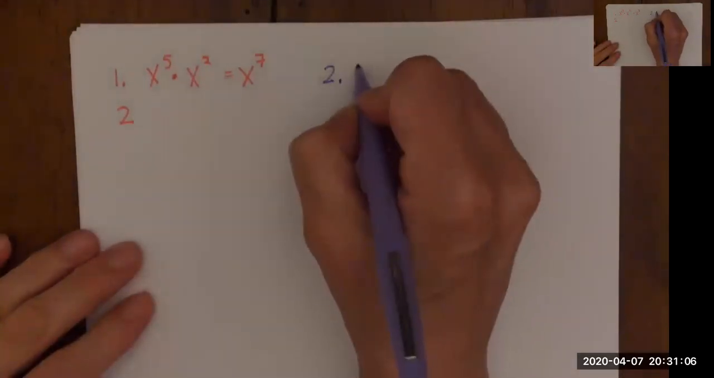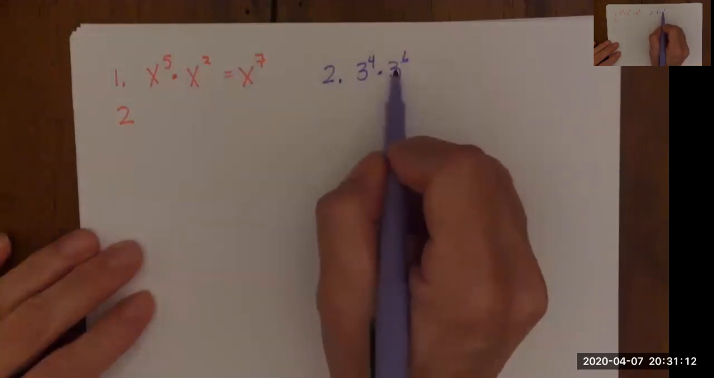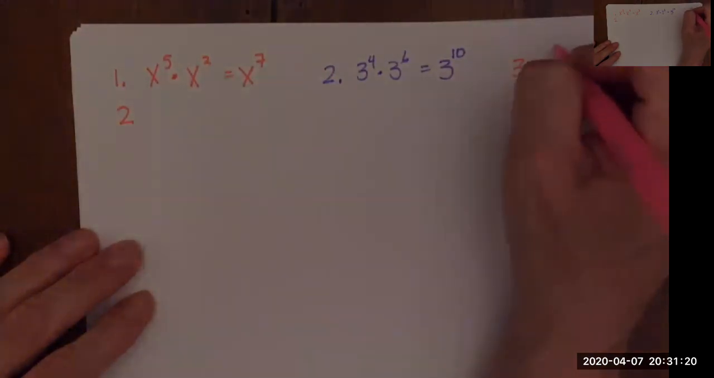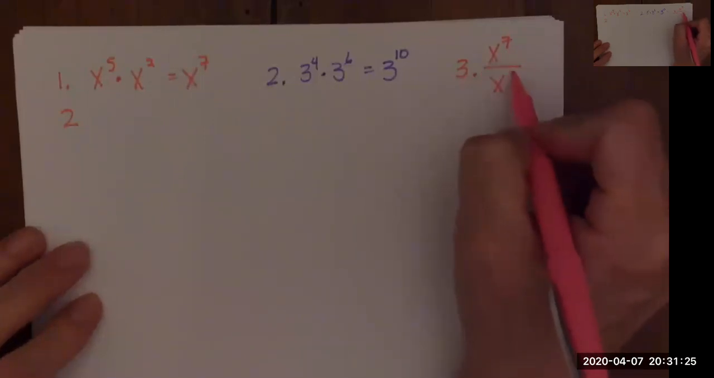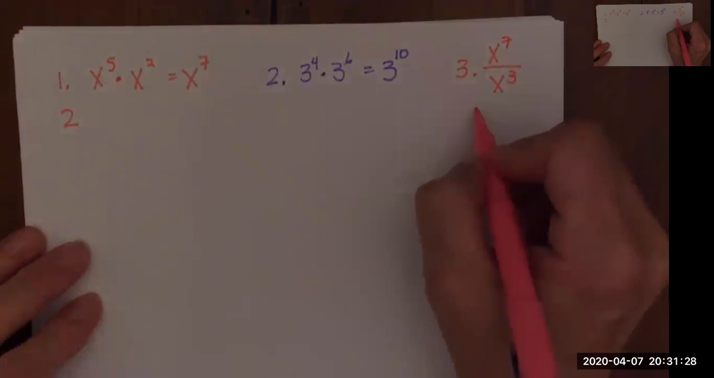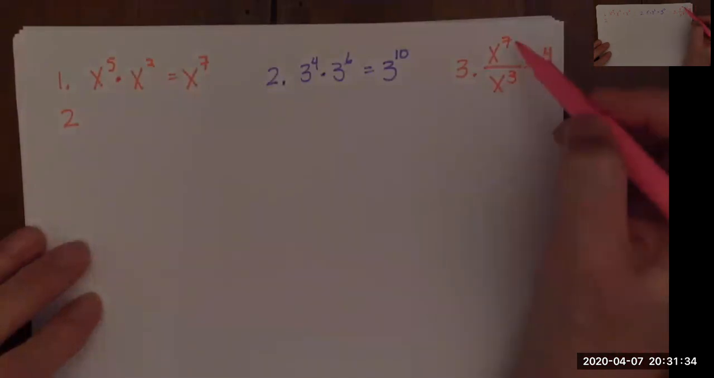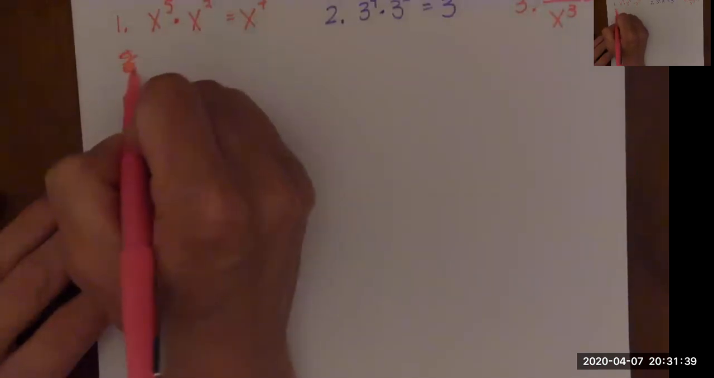Well, let's see, I'll switch colors, right? So number 2, 3 to the 4th times 3 to the 6th. The bases match, so the base stays the same, and that's 3 to the 10th. Number 3, x to the 7th over x cubed. The rule right here is subtraction, so that's going to be x to the 4th, because we say 7 minus 3. Hopefully this is all coming back to you and it's not too bad.